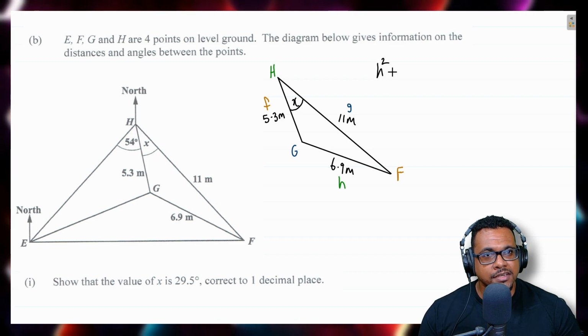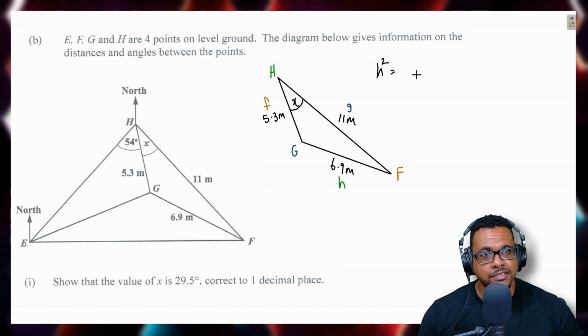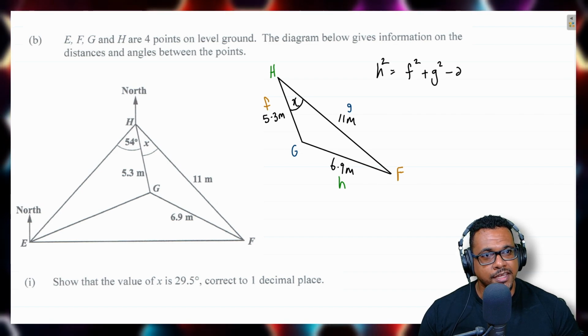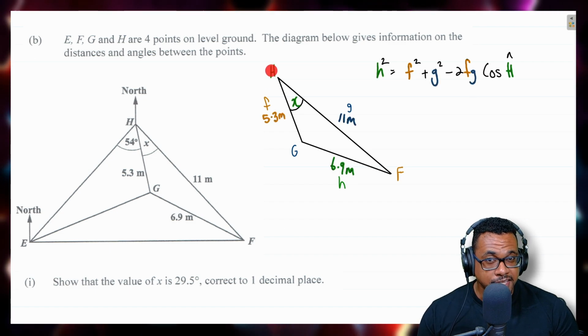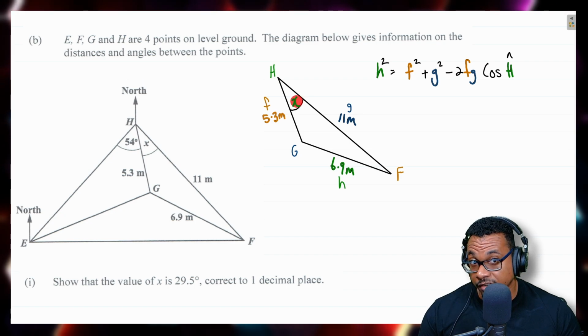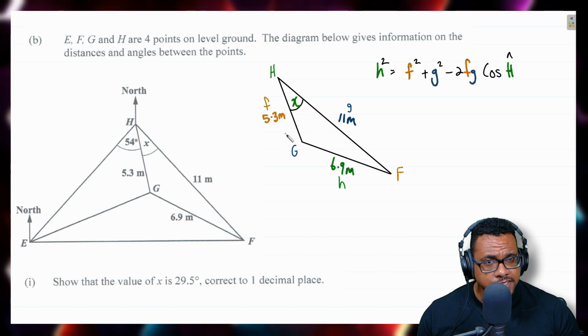Common H squared is equal to the other two sides, which would be F and G. So F squared plus G squared, take away 2FG cosine angle H. And remember, angle H is this angle X that we want to find. So now let's put in the values.